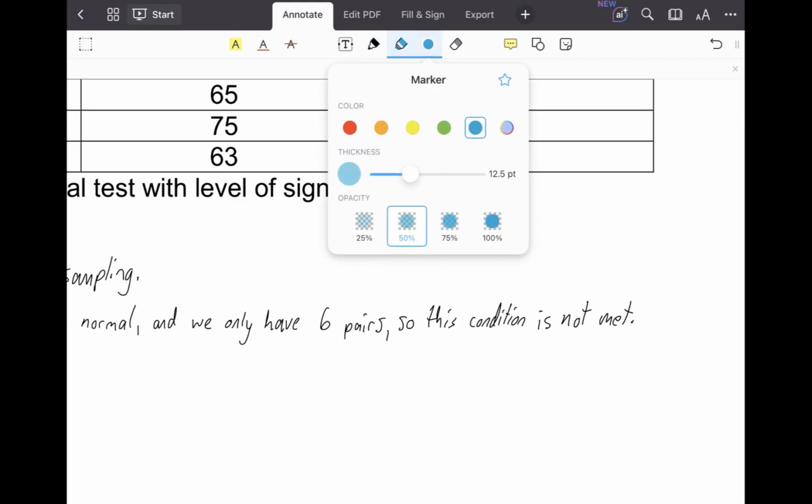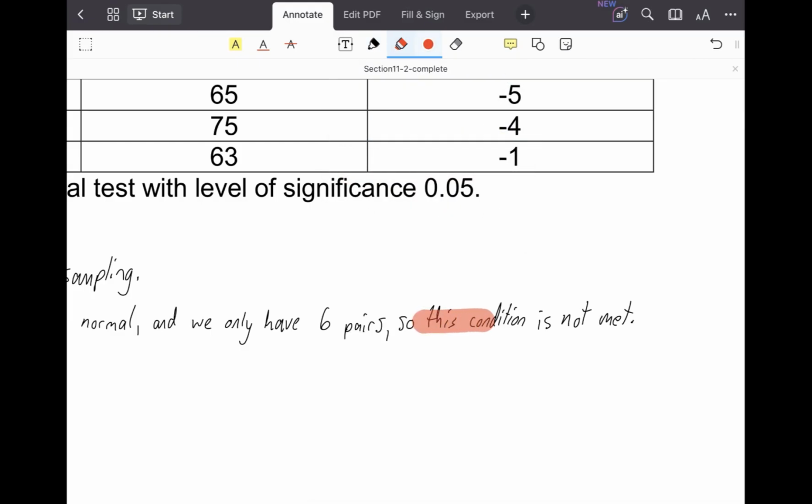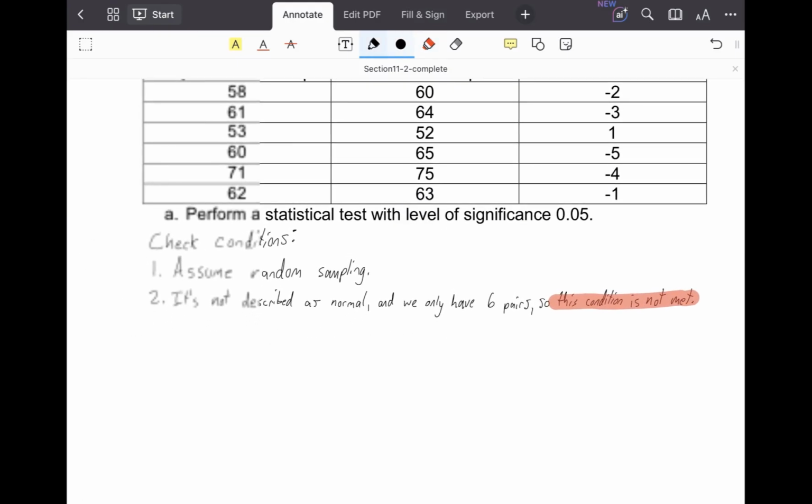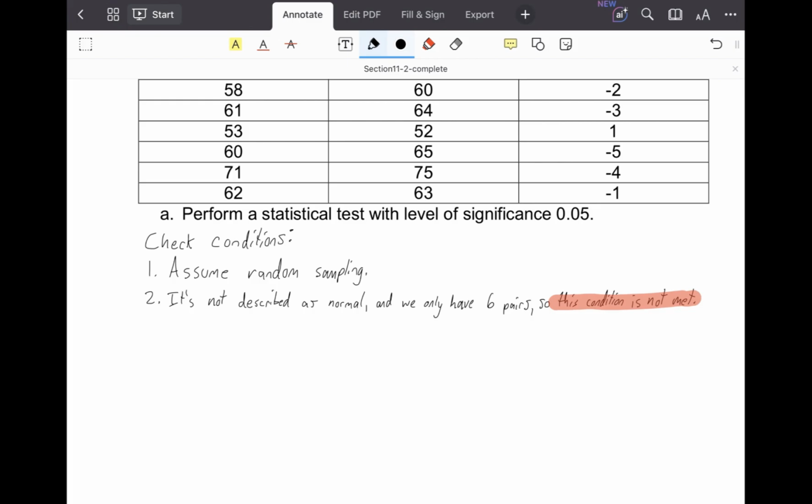And that's a little bit of a problem. I'm going to highlight that in red so that I remember that we didn't meet that condition. We're going to proceed anyway.